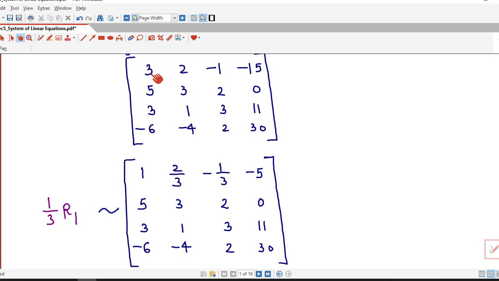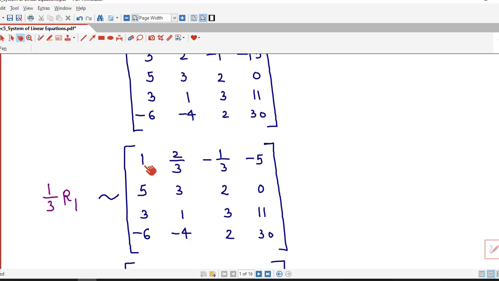Here we multiply by 1/3 and we obtain 1, 2/3, -1/3 and -15/3, which is -5. Now after the first non-zero entry has become 1, we have to make these 3 entries 0 using this entry. To make this 0, we will multiply the first row by -5 and add to the second row. To make this entry 0, we will multiply the first row by -3 and add to the third row, and this will be 0 by multiplying the first row by 6.